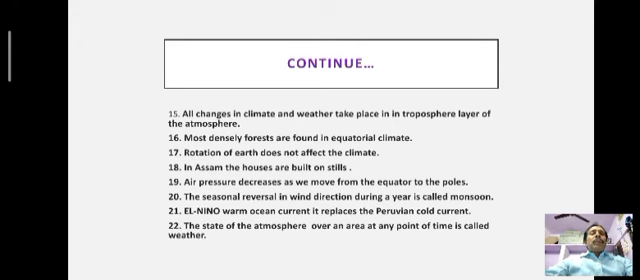In Assam, the houses are built on stilts. Stilts means bamboos. Here every year floods come, and due to that the people make their houses of bamboo, and that is known as stilts.